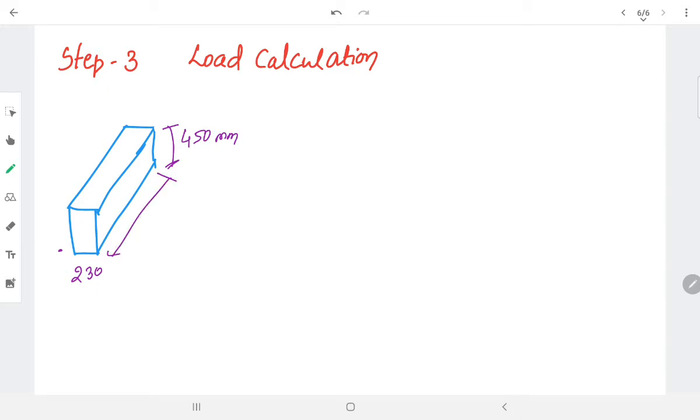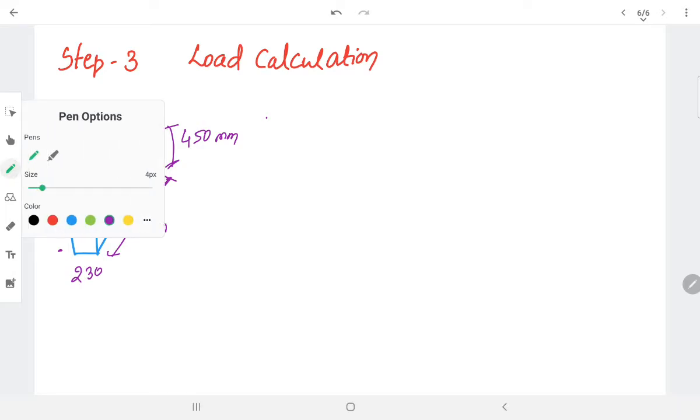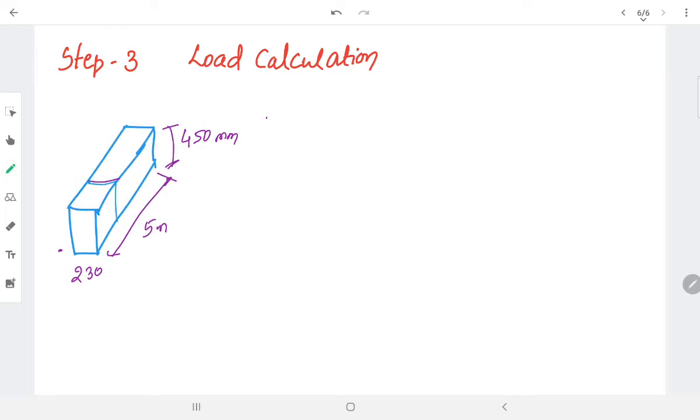The span of the beam is 5 meter. When the live load is given in kilonewton per meter, I will consider only 1 meter length of beam for load calculation, because I am writing the value in kilonewton per meter. Whatever the load at this portion is, it is for 1 meter. The live load given in this problem is 10 kilonewton per meter. For 1 meter we need to calculate, because the live load is in the form of UDL.